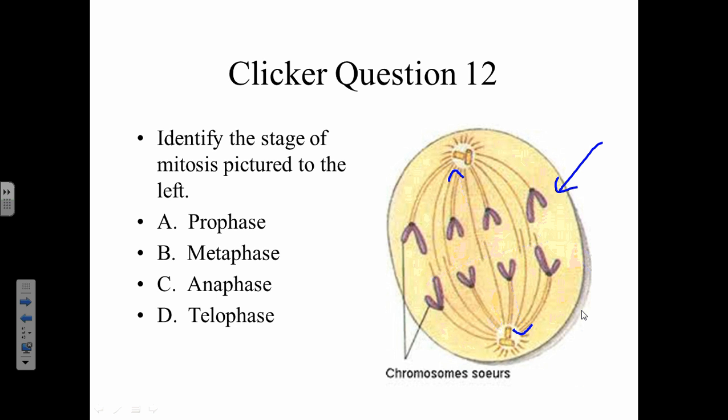All right, that's mitosis. Now, I'm going to stop talking here for just a minute.